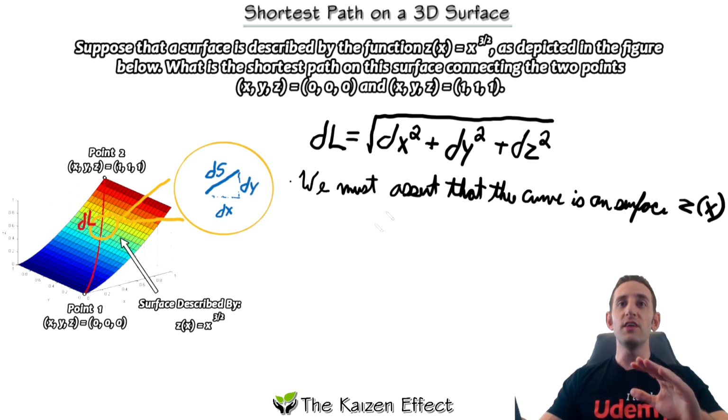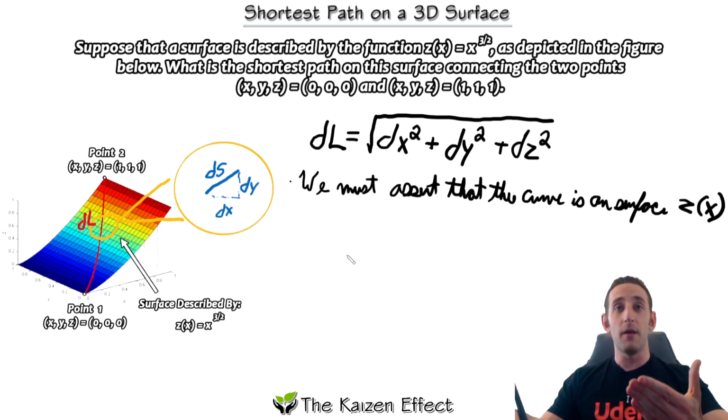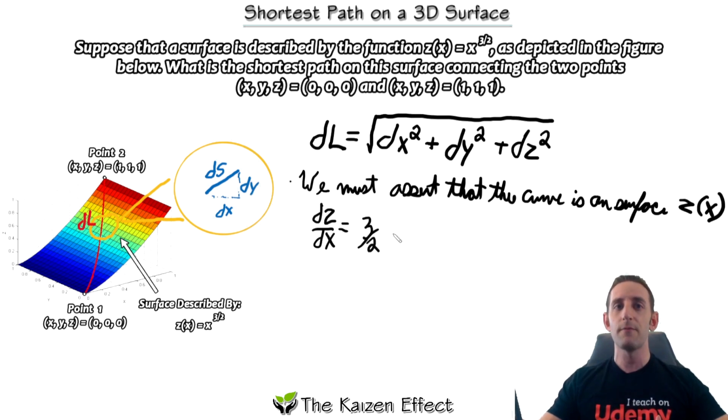So in order to use that, we can figure out what the path variable is going to be and what our independent variable is going to end up being. And what we're going to do is take the derivative of this curve, this z. So we want to take dz dx, and we know that that's an easy derivative, right? That's just 3/2 x to the 1/2. Okay, so we got this guy.